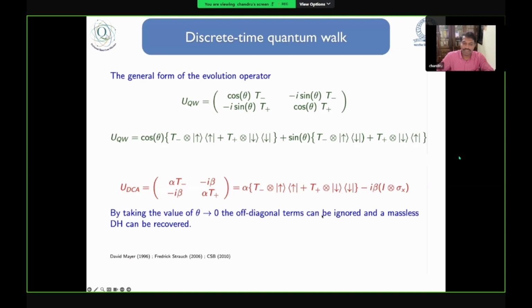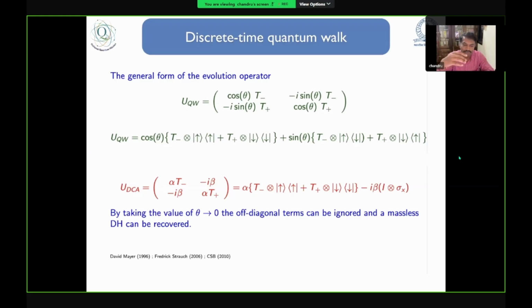Theta equal to 0 means your massless Dirac equation. So it means that this term also becomes 0. Both of them will be equivalent to each other. So it means that a quantum walk with theta equal to 0 in the algorithm is equivalent to massless Dirac equation dynamics. So you can simulate anything to do with massless Dirac equation.